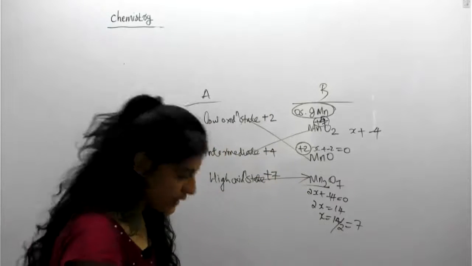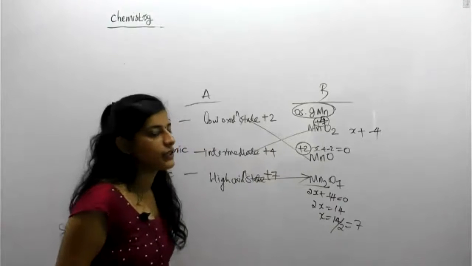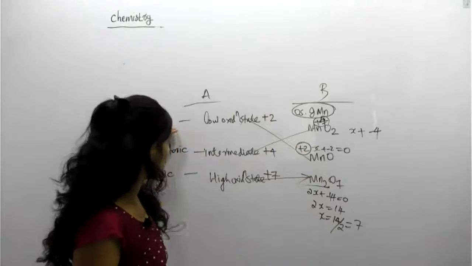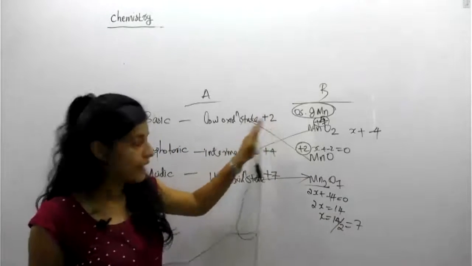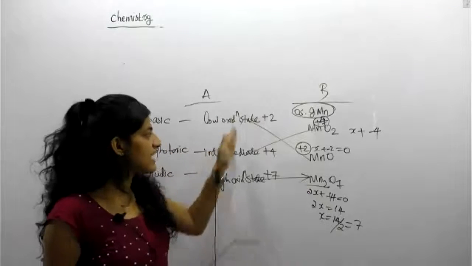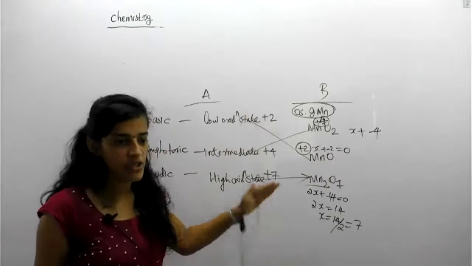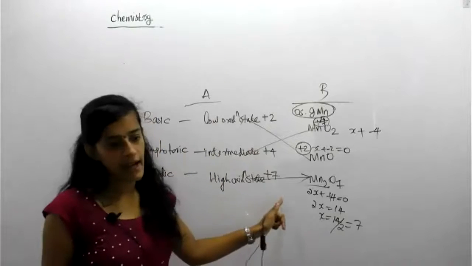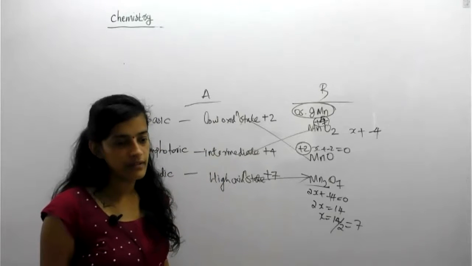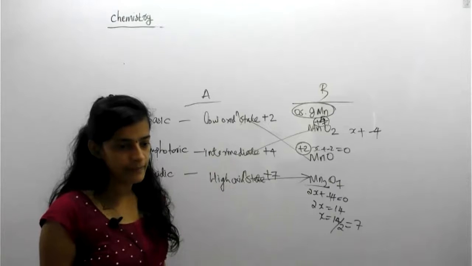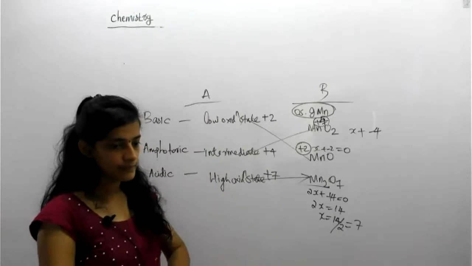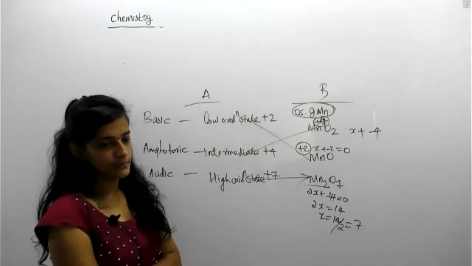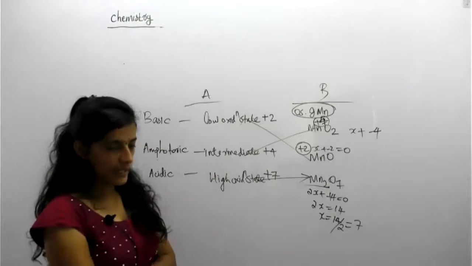So with the help of this, we can conclude that in basic condition the oxidation state is very low. The amphoteric condition is intermediate, not high, not low. And the acidic condition is very high, +7. Clear? This much clear? Any doubt?